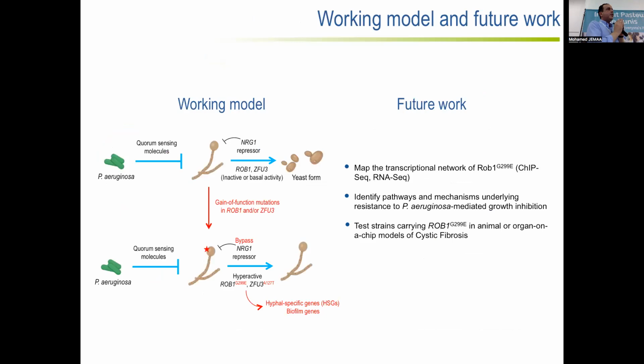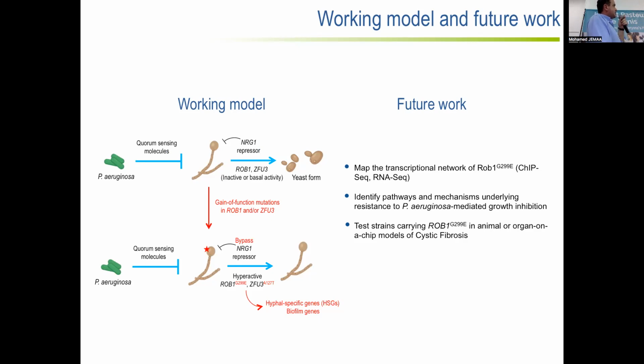So our working model here is that Candida albicans can resist Pseudomonas aeruginosa in the context of cystic fibrosis by selecting loss of function mutations in the NRG1 transcription factor, but also gain of function mutations in the transcription factors ROB1 or ZFU3, to resist growth inhibition and persist in a context of cystic fibrosis.